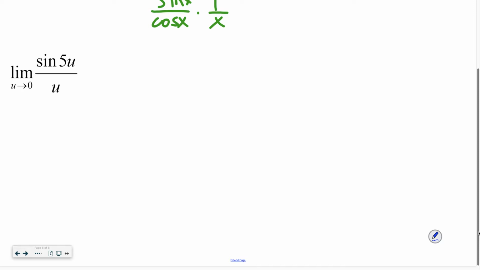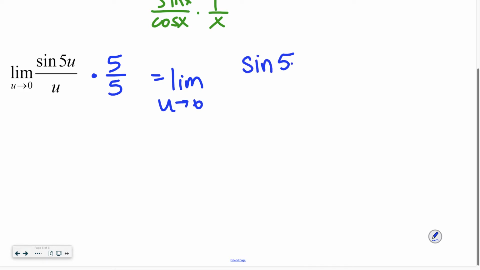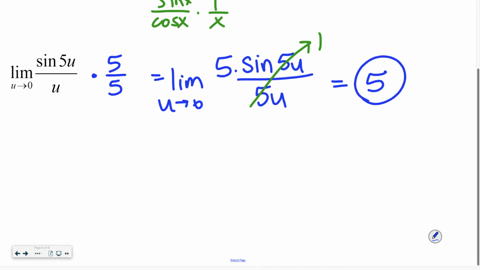A 5. Can I just multiply by 5 to the denominator? No. But can we multiply by 1? We can multiply by 1 because it doesn't change the value. So I'm going to multiply by 5 over 5. So we have the sine of 5u over 5u, and then there's a 5 multiplied in the numerator. So this is our special limit. It's going to go to 1. So we have 5 times 1.